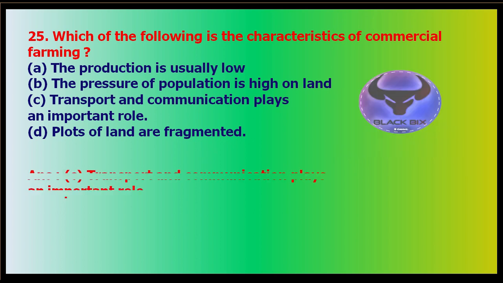Now let's see what is the correct answer. Correct answer is that the transport and communication plays important role in the commercial farming. So other options like production is usually low is related with the subsistence farming. The pressure of the population is high on the land. This is again about the subsistence farming, because in the commercial farming the land holdings are bigger and there is a less pressure of population over the land, and plots are fragmented. This is not correct about the commercial farming. It is a feature of subsistence farming.